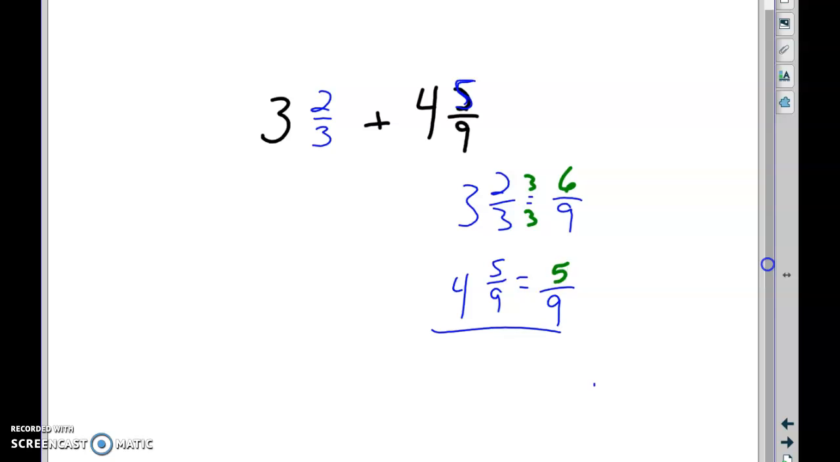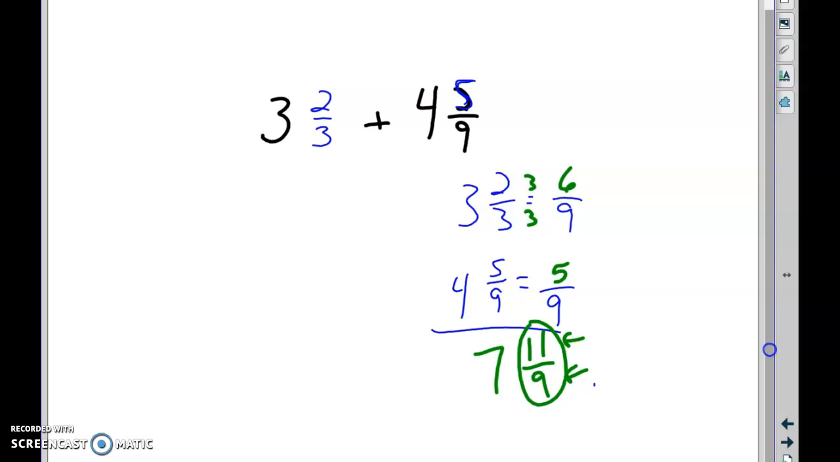Now, look what happens when I add. I get 6 ninths and 5 ninths, that's 11 ninths, and 3 plus 4 is 7. Technically, that answer is correct, but look at this part of the number. 11 ninths is improper because the numerator is bigger than the denominator. The top number is bigger than the bottom number. Remember what we call that when that happens? Improper. Yep, we don't ever want to be improper in math class.